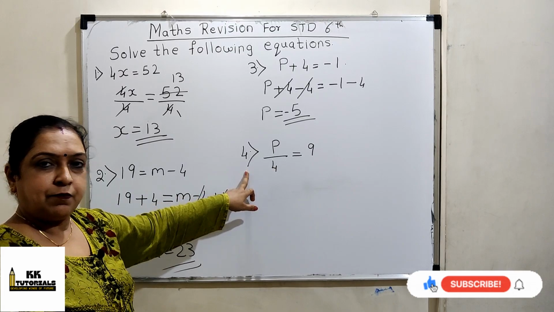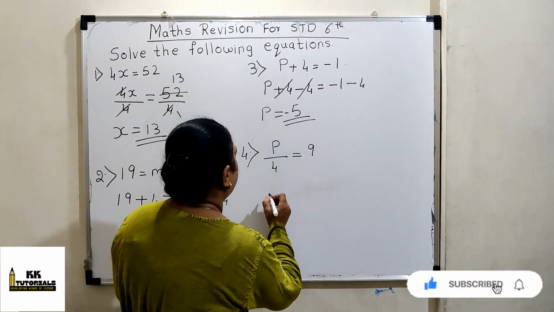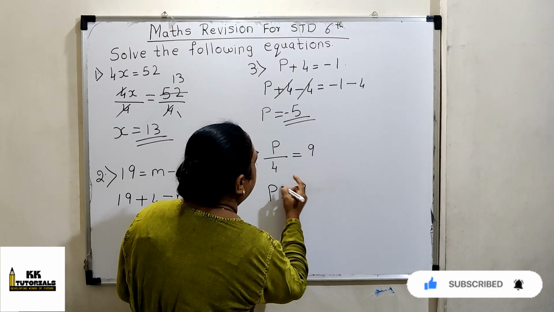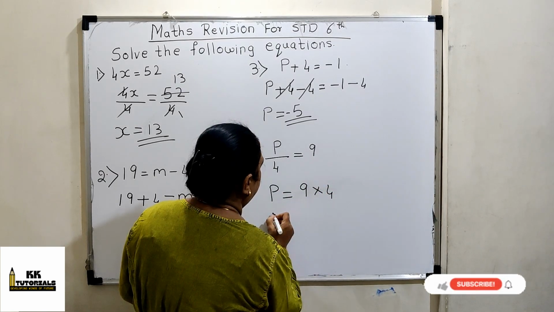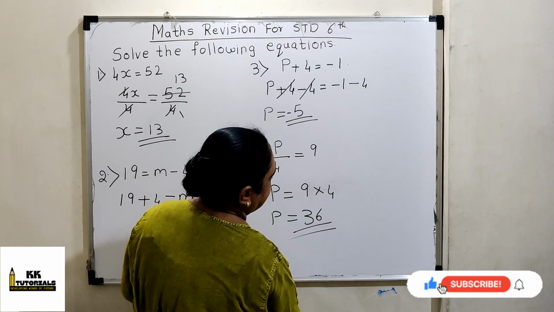Now we will solve sum number 4. p upon 4 is equal to 9. So p is equal to 9 multiplied by 4. So p is equal to 36.